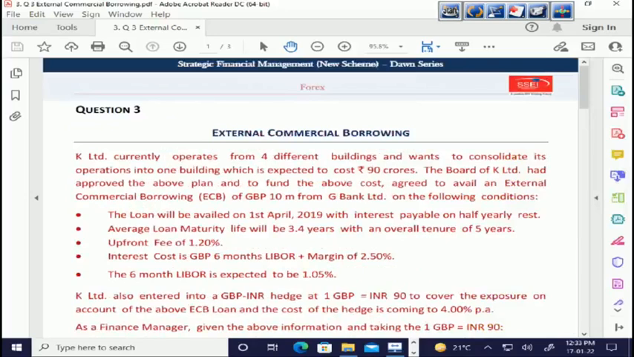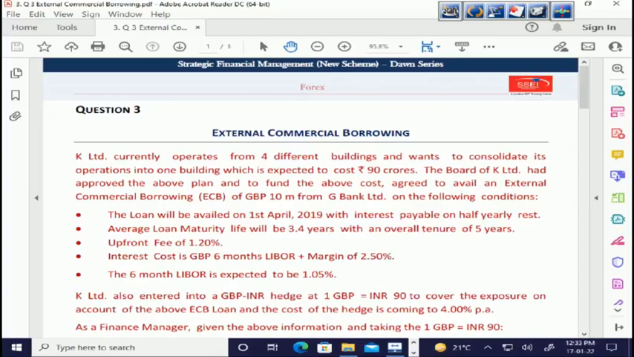K Limited operates from 4 different buildings and wants to consolidate its operations into one building which is expected to cost rupees 90 crores. The board of K Limited had approved the above plan and to fund the above cost agreed to avail an ECB of GBP 10 million from G Bank Limited on the following conditions.